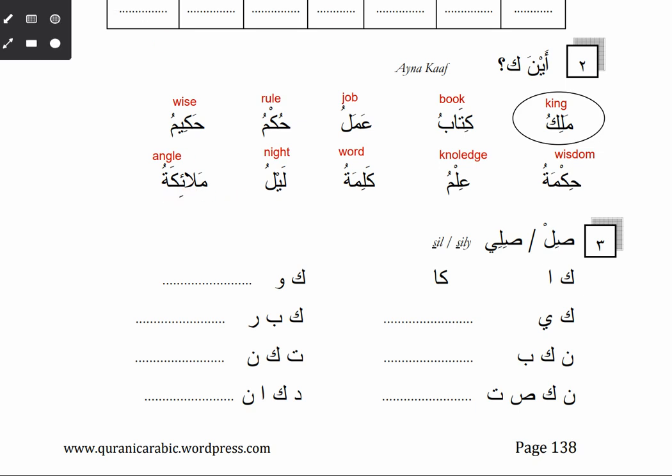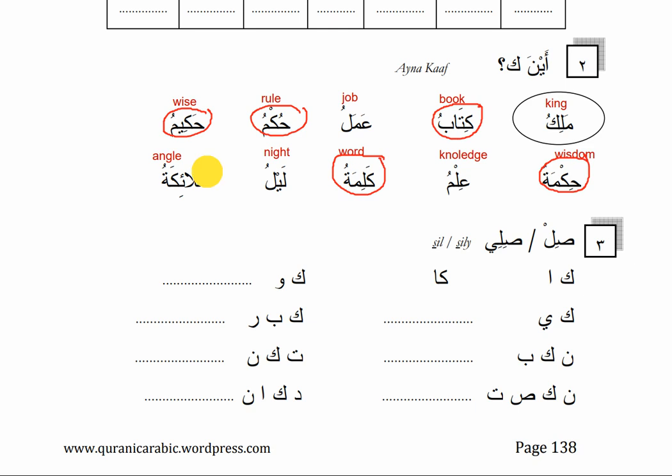So let's mark the words with a kaf. Amal, Hukm, Hakim, Hikmah, then Kalima, then Malaika means angels. This is actually the plural of angel, and the plural of angel is Malaika and the singular is Malak. There is a kaf at the end. Malakun. This means one angel, and Malaika means many angels.